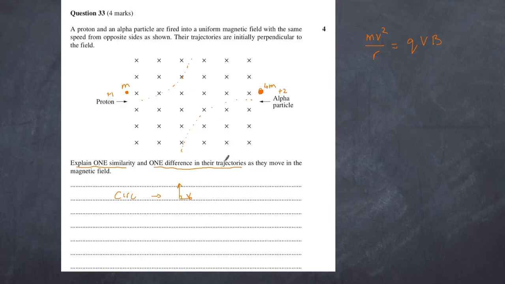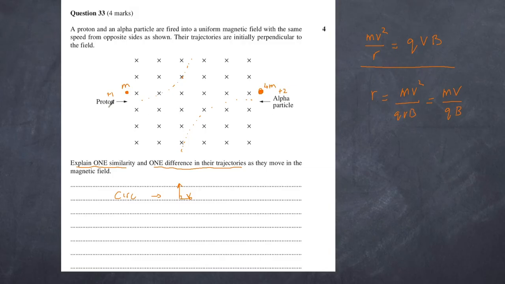But their difference in trajectories needs to be examined using this formula. If I rearrange this, r is going to be equal to mv² over qvb. Now, cleaning that up, you can see I'm going to get an mv up the top and qb on the bottom. So the radius is determined by the charge and the mass.